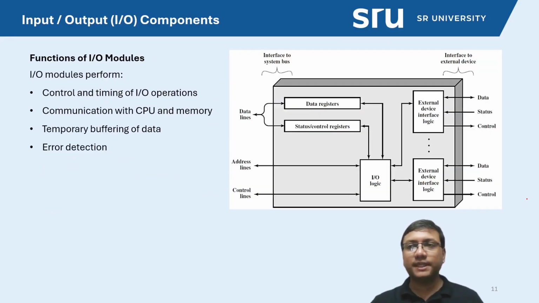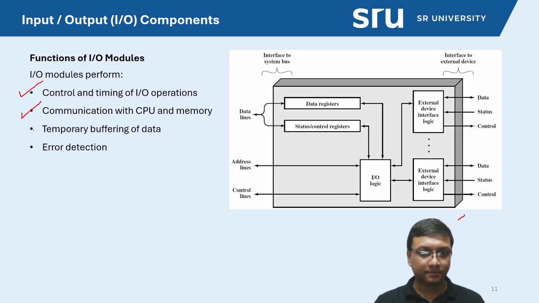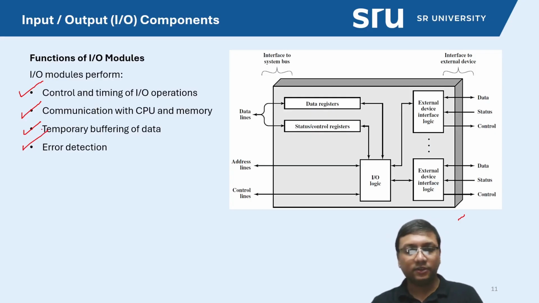So what are the functions of these IO modules? IO modules perform the control and timing of IO operations, because when multiple IO devices are connected to the system, it is very important to control the access properly. It enables the communication with CPU and memory. Also it enables some temporary buffering of data. If there is any error in the communication, it also detects and corrects the error.